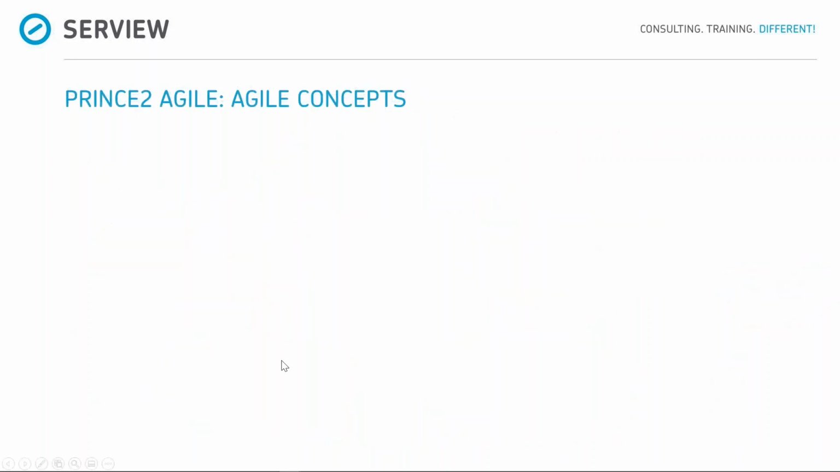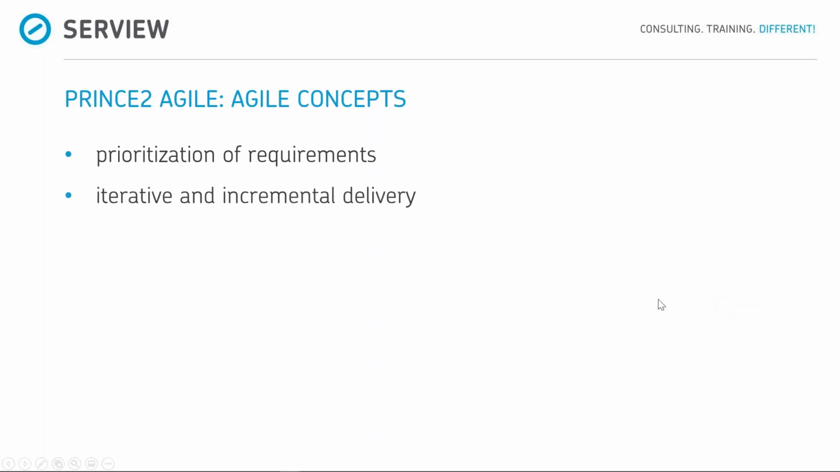So if we look at PRINCE2 Agile, what are some of the concepts that you can be looking forward to if you think, this PRINCE2 Agile doesn't sound so bad? So is it for you? Well, if you are happy to prioritize your requirements, if you are happy to deliver iteratively and incrementally, and if you are happy to include your customers as well, do they want to get involved in doing the thing, then yeah, it is for you.